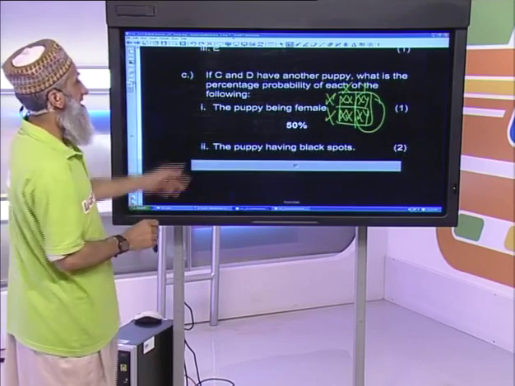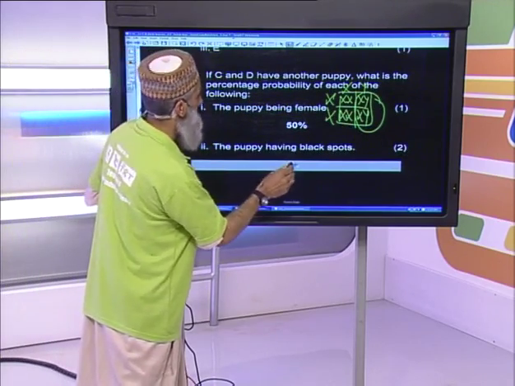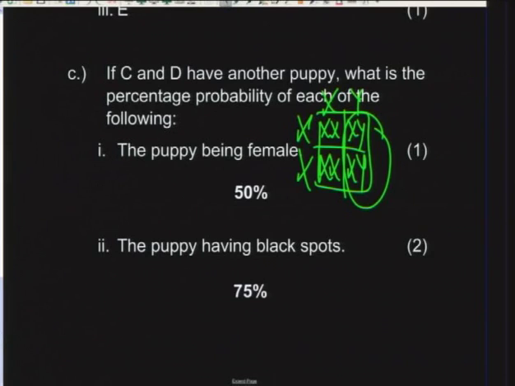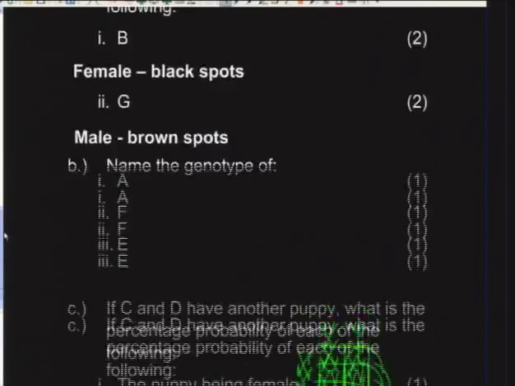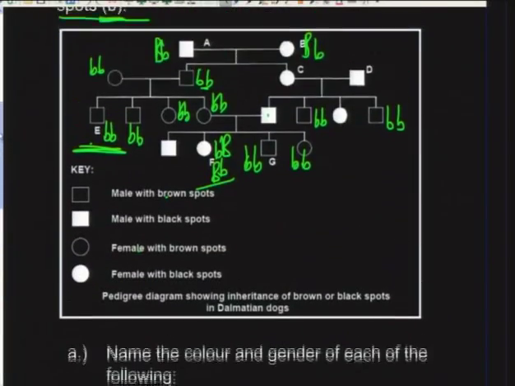Last one there, the puppy having black spots, is 75% because they are heterozygous, C and D. C and D are heterozygous. Am I right? Yep, they would be heterozygous. So therefore, there'll be a 75% chance of them having puppies with black spots.